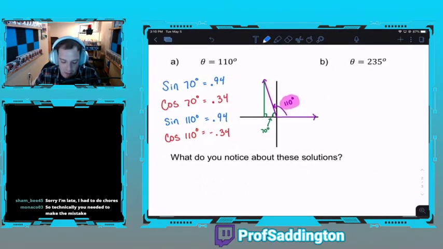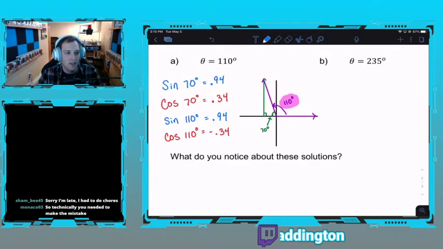Okay, so I'm going to try this again. I'm going to try it for part B. Yeah, technically I needed to make the mistake, Ella.